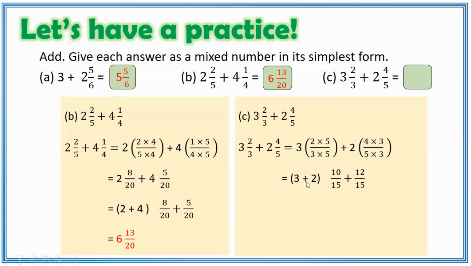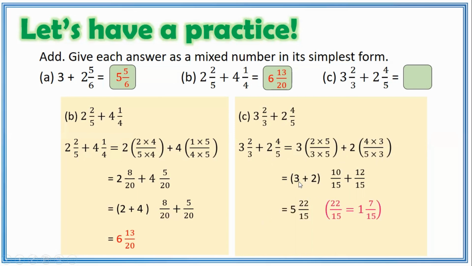So let us separate the whole numbers, which is 3 plus 2, and then let's do the fractions. So 2 times 5 is equal to 10. 3 times 5 is equal to 15. 4 times 3 is equal to 12. And 5 times 3 is equal to 15. Now we have like fractions. We can now add the fractions.